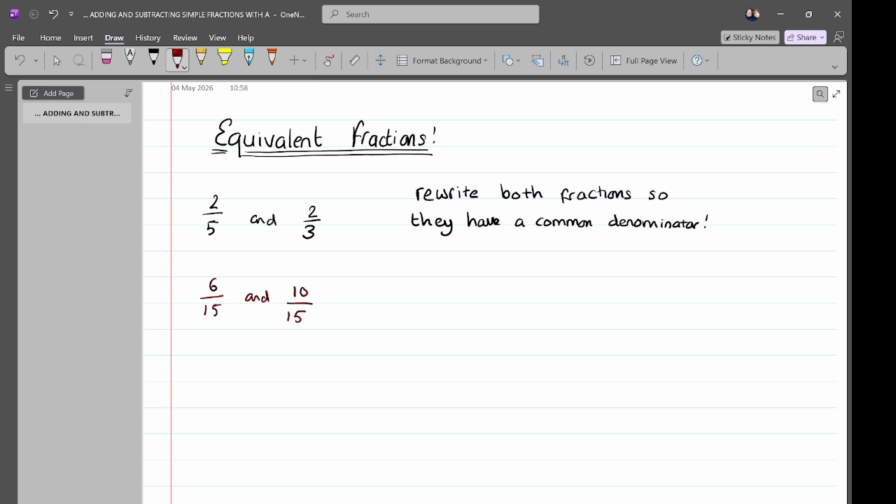So we have a common denominator. The number at the bottom is the same in both fractions. 6/15 is an equivalent fraction of 2/5. 10/15 is an equivalent fraction of 2/3, and now they both have a common denominator.